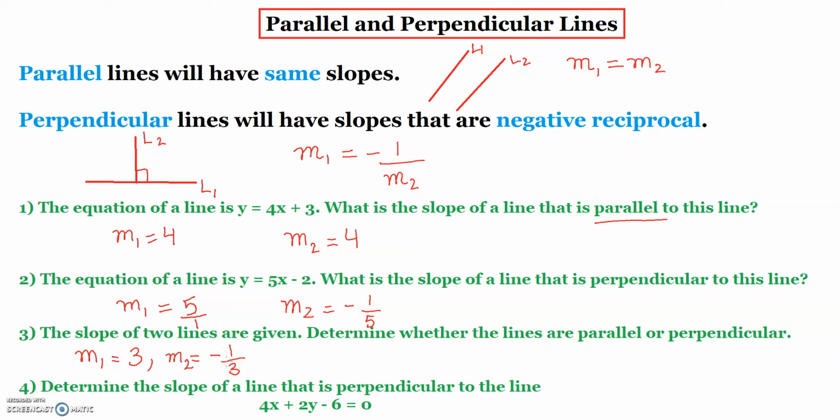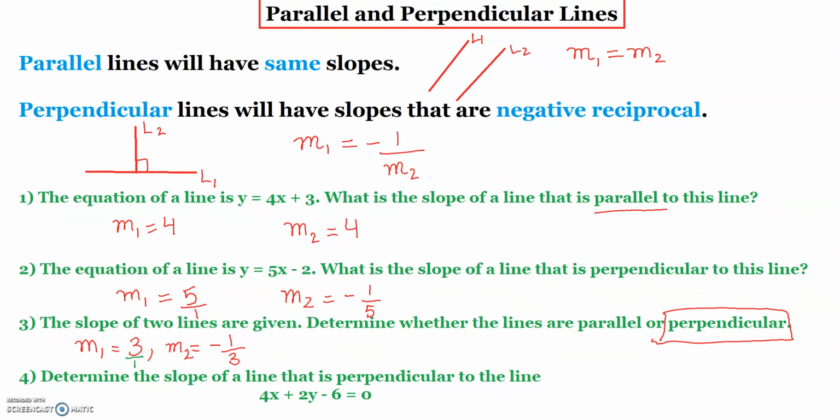So we know that the slopes don't look the same, so they are not parallel at all. This one is a negative and it's flipped, because what we can do is write here 1 and flip it. It will be 1 over 3 with a negative sign in front. Therefore, it is perpendicular.